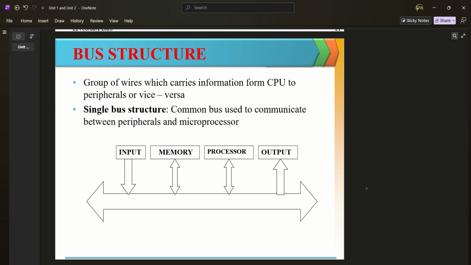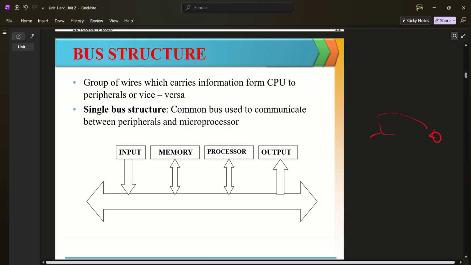The bus structure is basically a group of wires which carries information from the CPU to the other components and vice versa. There are many types of bus structures. The first one is the single bus structure. In a single bus structure, there is a common bus through which everything travels from one component to another. Input, memory, processor, output, everything is on a single bus.